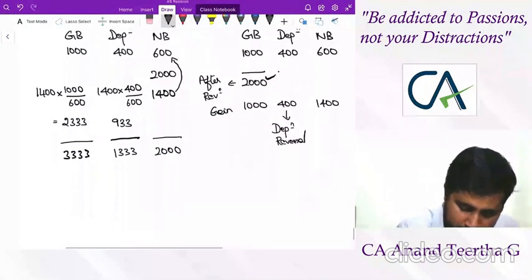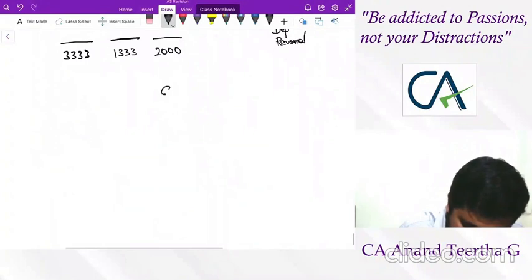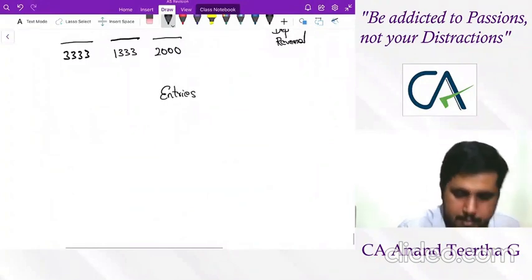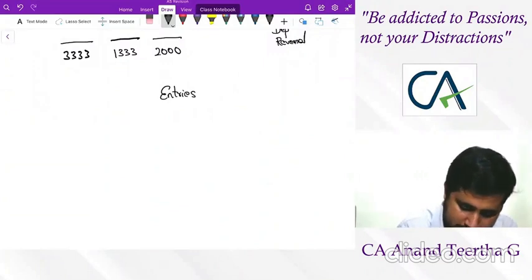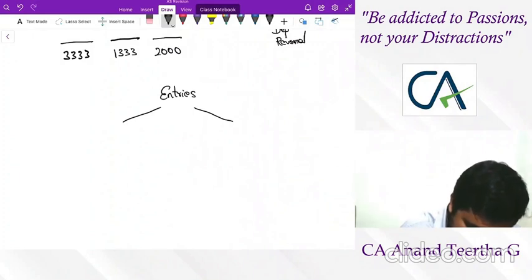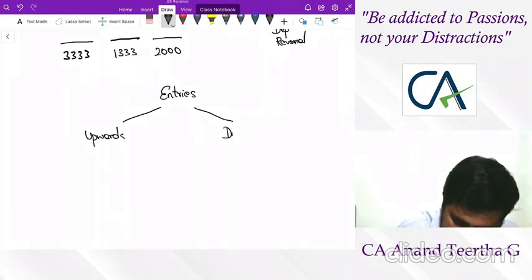Now from the entries point of view, how do you go with the entries mindset? For that we say, from the entries point of view, revaluation might be either upwards or downwards.